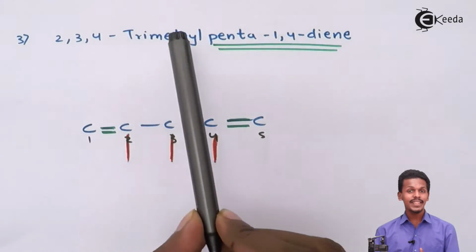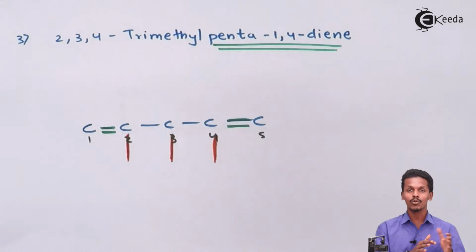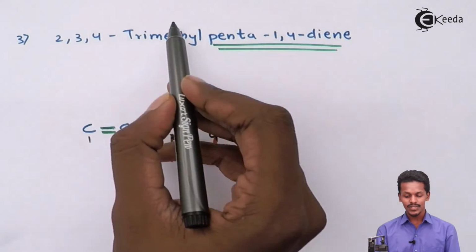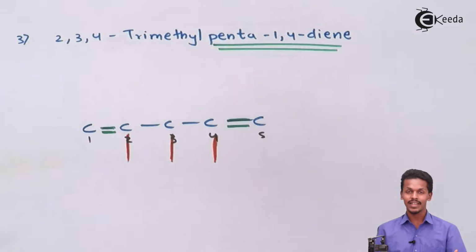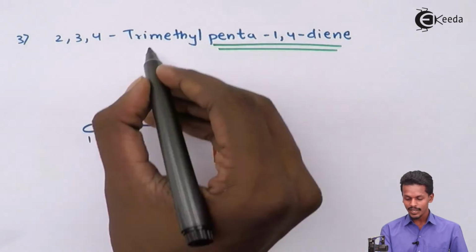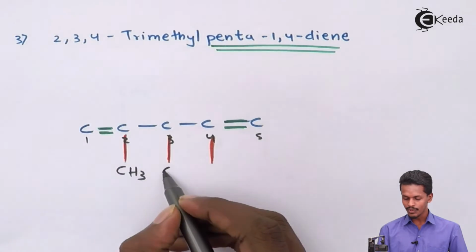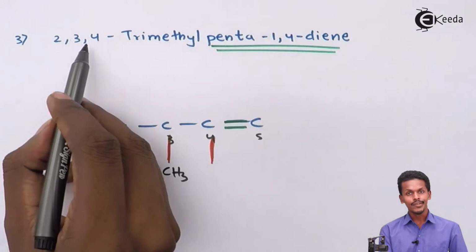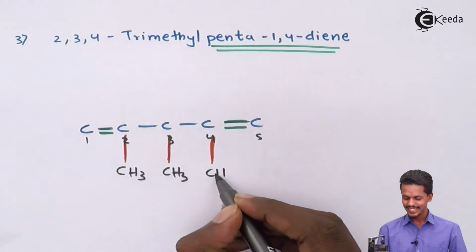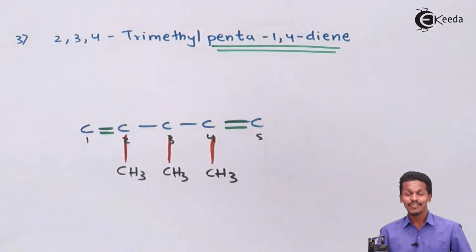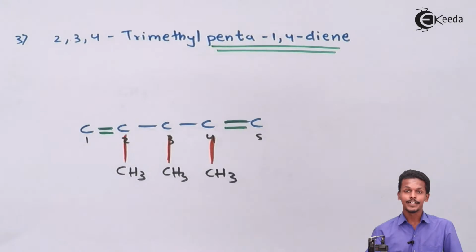basically 3 methyl groups. This "tri" indicates there are 3 methyl groups in the overall molecule that are attached to the parent chain. If this is the parent chain, we could see that the groups attached are nothing but methyl groups. All the groups attached in this name are methyl groups. So we could write it as: on the second carbon atom I could see a methyl group, that is CH3. Again on the third I would write a methyl group over here, and again on the fourth I would write over here.